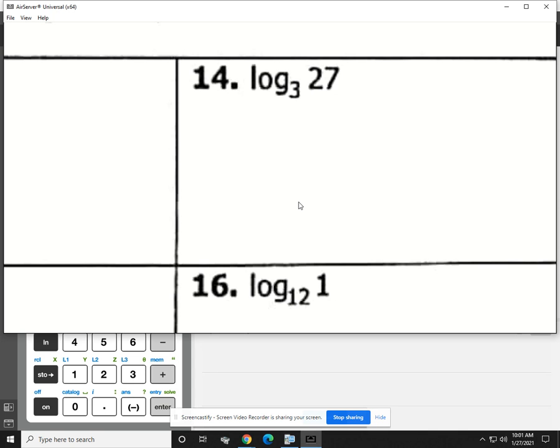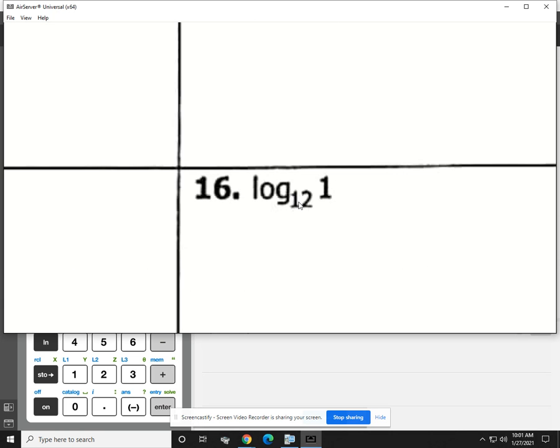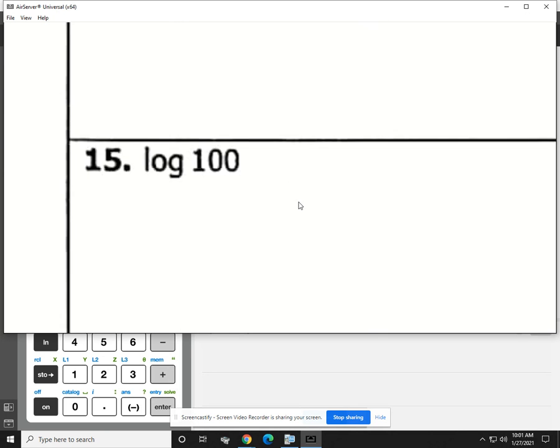Because that's what you're doing when you're solving a logarithm. Essentially, you're considering it as an exponent and you're trying to figure out, what is that exponent? 3 to what power does equal 27? 12 to what power does equal 1? And I could go through all these. 10 to what power equals 100?